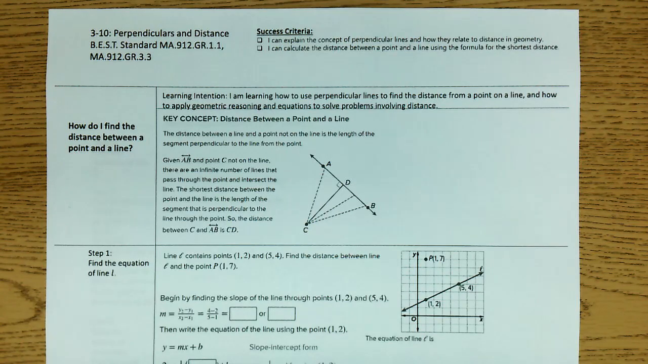So our goals for the day are: I can explain the concept of perpendicular lines and how they relate to distance in geometry, and I can calculate the distance between a point and a line using the formula for the shortest distance. Notice how it says distance and formula in there. Guess what we're going to have to use at some point today? The distance formula. Hopefully you remember it. If not, I'll tell you. That's the big one for today.